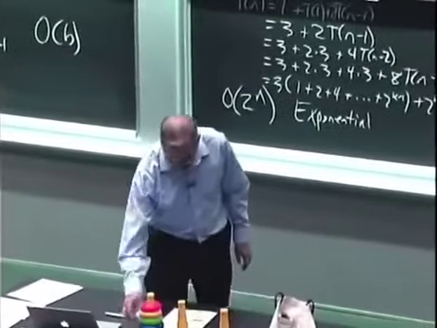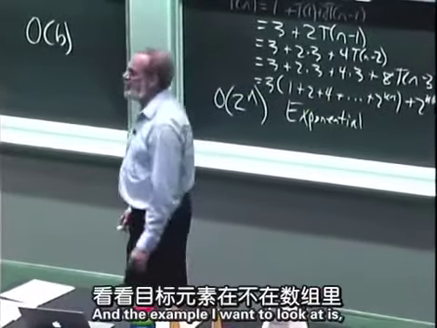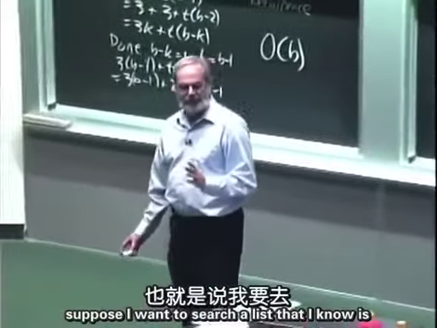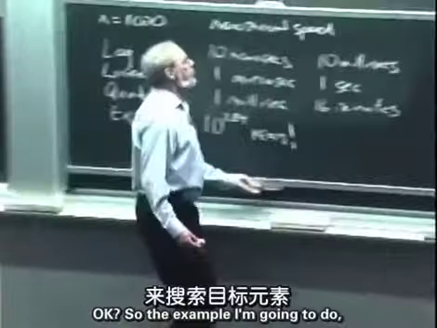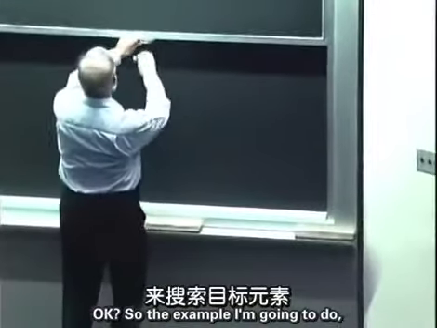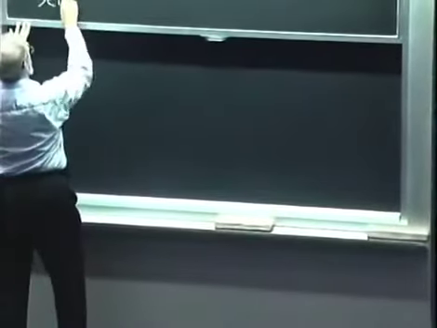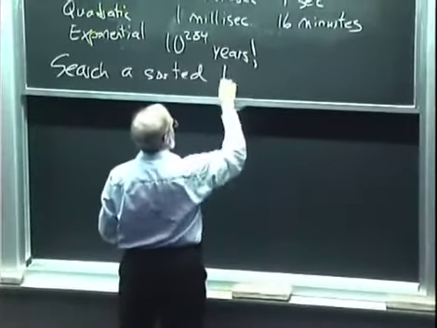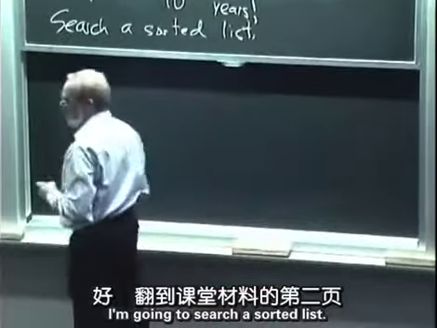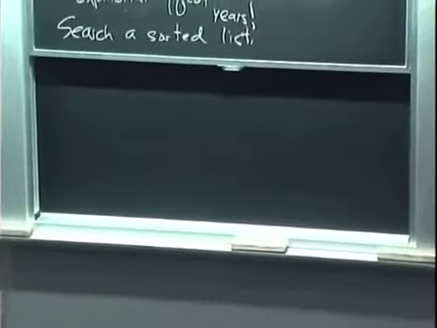And the example I want to look at is, suppose I want to search a list that I know is sorted to see if an element's in the list. Okay? So the example I'm going to do, I want to search a sorted list.